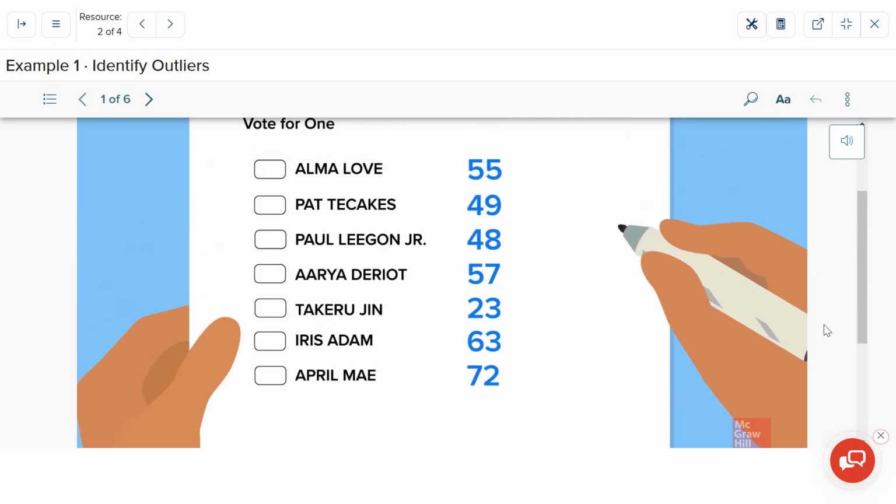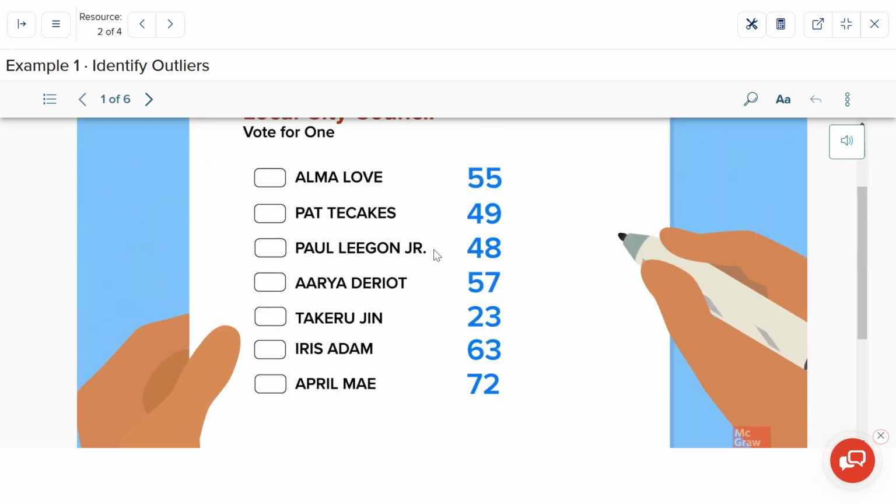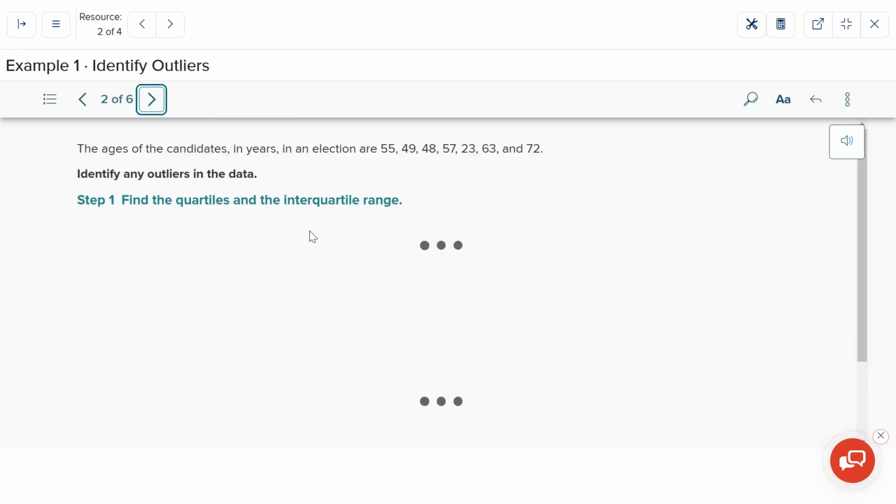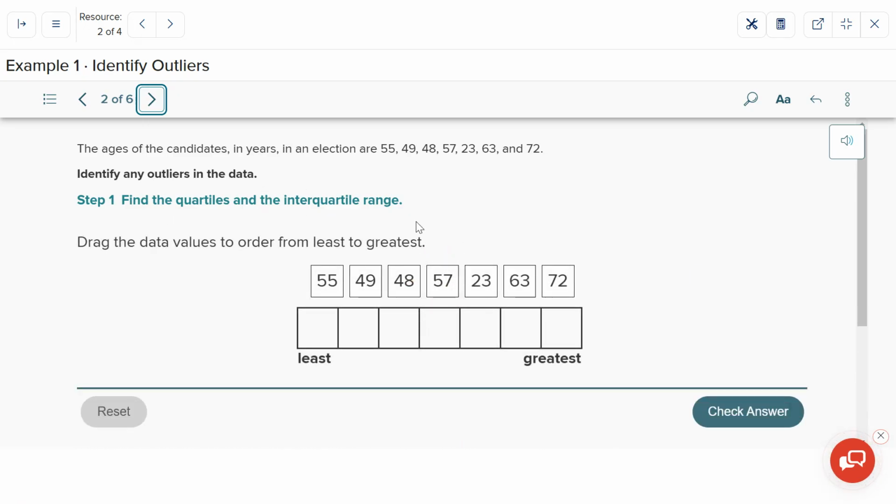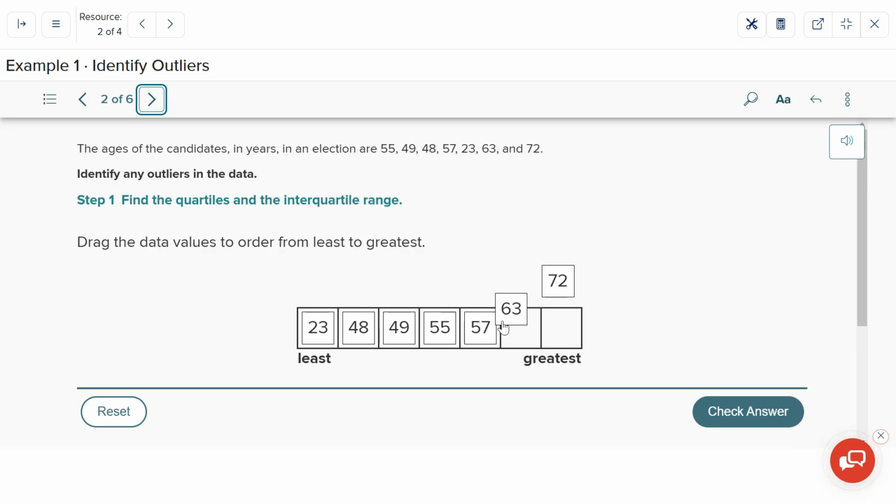Okay, that's just like a when it might matter. So here we go. Let's find out. Step 1, find the quartiles and interquartile range. We already know how to do this, but we still have to do it. Okay, so let's put these in order from least to greatest, because they didn't do it for us this time.